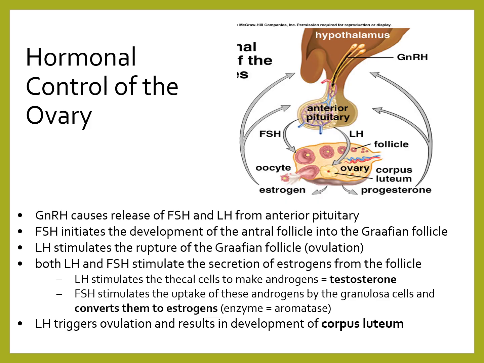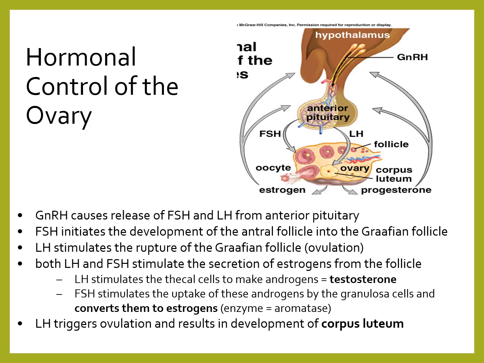So we're going to start off with gonadotropin releasing hormone coming from the hypothalamus, traveling down to the anterior pituitary and telling the anterior pituitary to release FSH and LH. FSH and LH will travel via the bloodstream down to the ovary. FSH is going to initiate the development of the last stages of follicular development. So it's going to initiate the development of the antral follicle developing into the Graafian follicle.